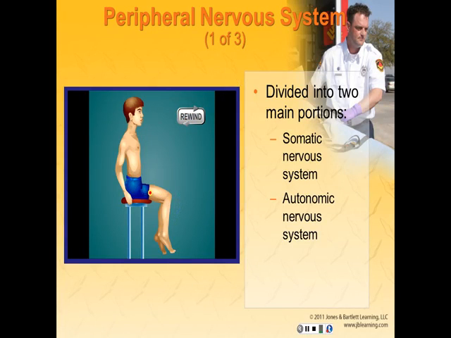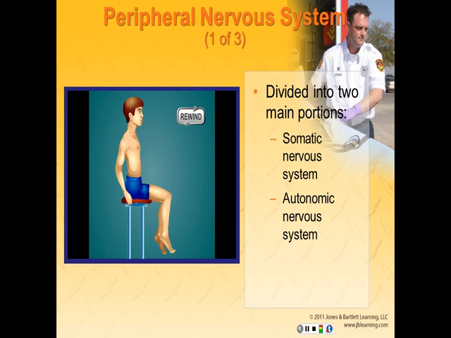As you watch this animation, think about what it's showing you. The peripheral nervous system is divided into two main portions, the somatic and the autonomic nervous system. It consists of long fibers that extend from the cell body out through openings in the bony covering to form a cable of nerve fibers that link the central nervous system to the various organs of the body.